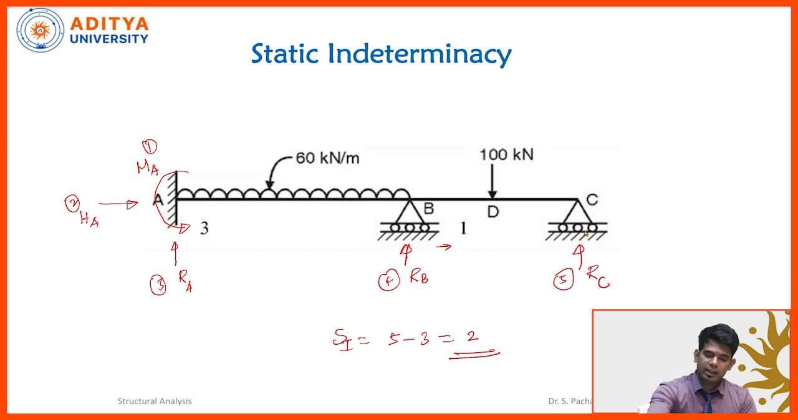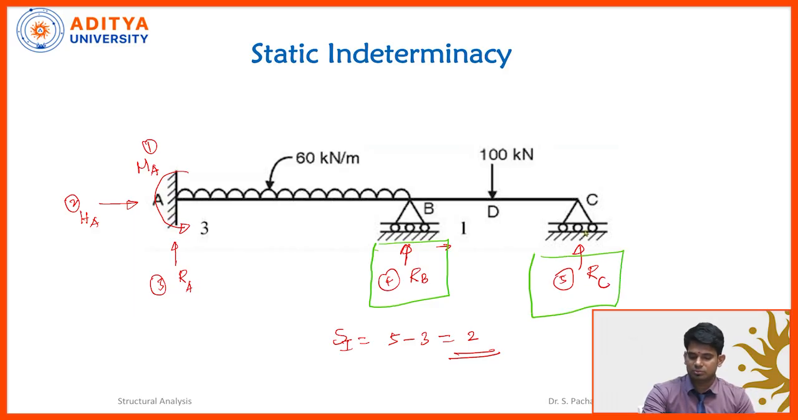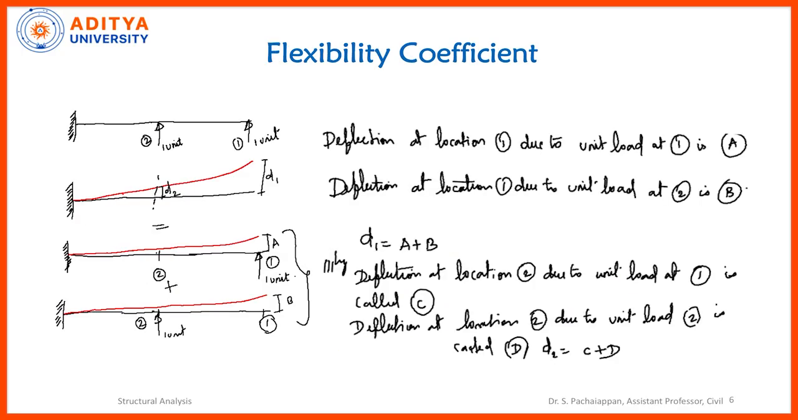In my case, for example, I am considering RB as unknown, and RC as unknown. Like that, we can formulate the equations after fixing the redundant forces, and then we can solve them. So this is the example for static indeterminacy. Now we will discuss flexibility coefficients, and then directly solve the problem. It is very important to understand what is meant by flexibility coefficients.